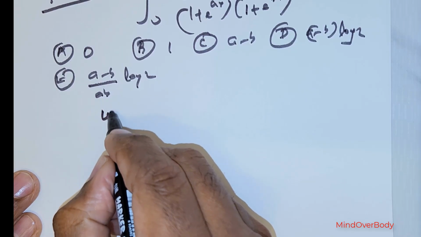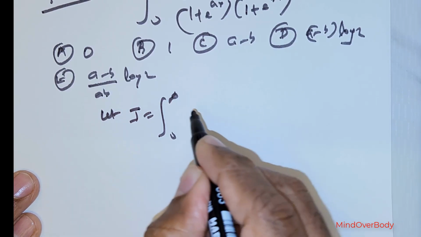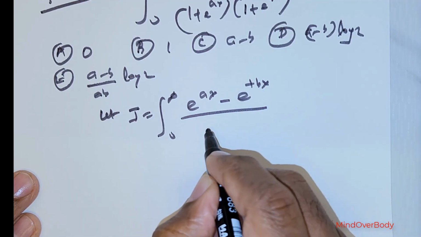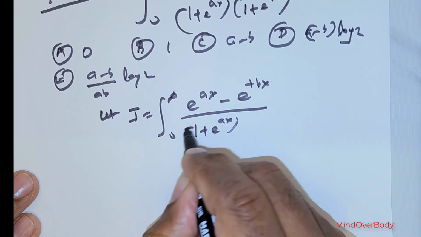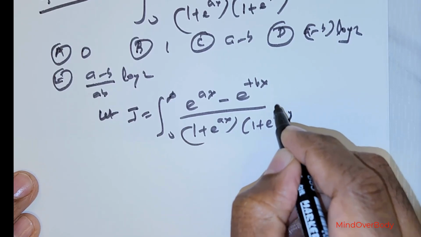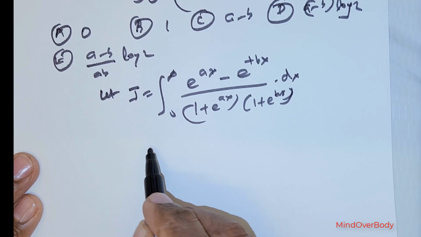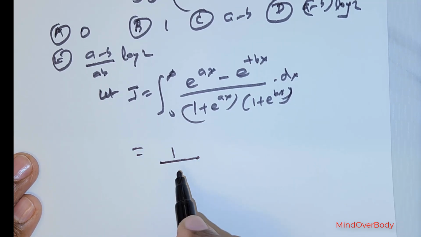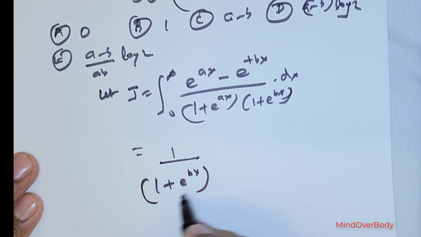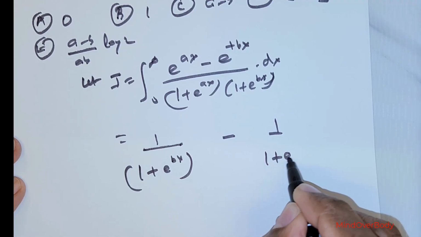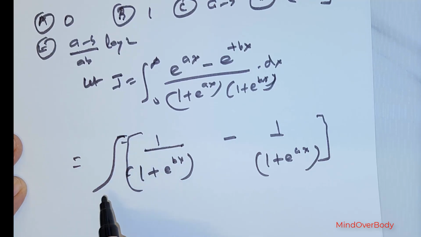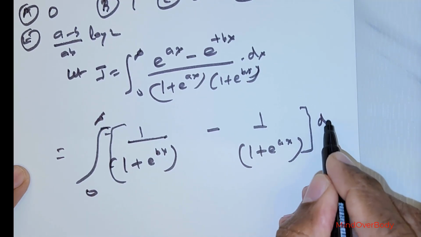Now this is what is given, so I'm going to let I be equal to the integral from 0 to infinity of (e^(ax) - e^(bx)) divided by (1 + e^(ax)) times (1 + e^(bx)) dx. Now can I write this as 1 over (1 + e^(bx)) minus 1 over (1 + e^(ax))? Can I write it like this? Of course, we have the integral from 0 to infinity times the dx.